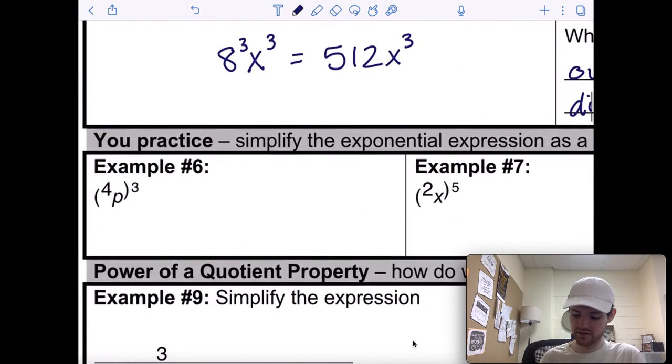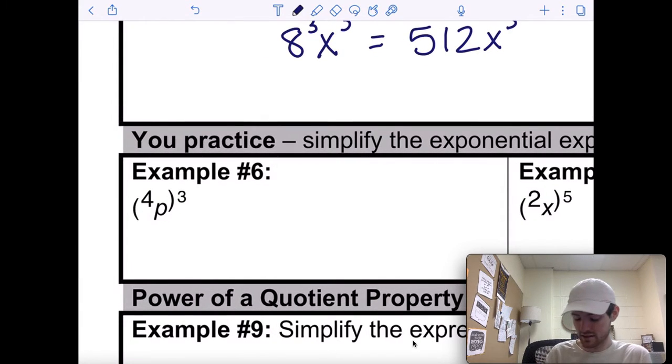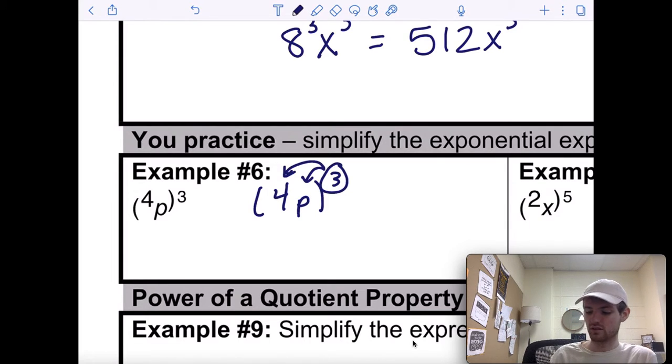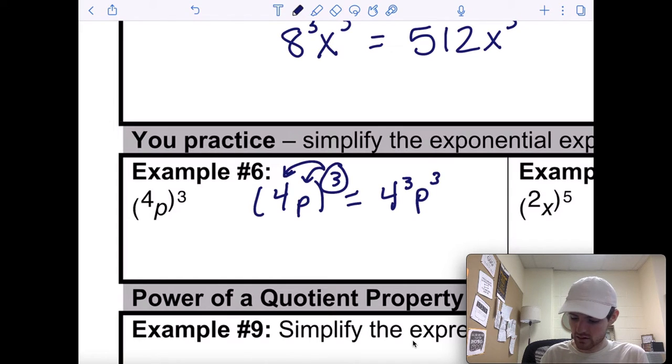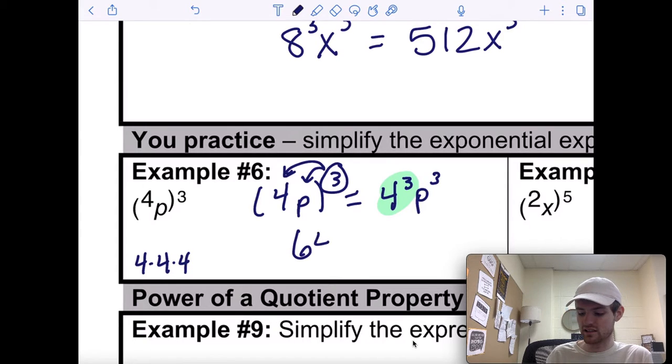So here, if you can get around this notation, sorry, we're starting with 4 times p to the third. We just need to make sure we're giving this 3 to both of those bases that we see. So our answer is going to end up being 4 to the third, p to the third. When we see a number base, we want to simplify that. So 4 to the third, or 4 times 4 times 4. When we simplify that, we get 64p to the power of 3. Yay!